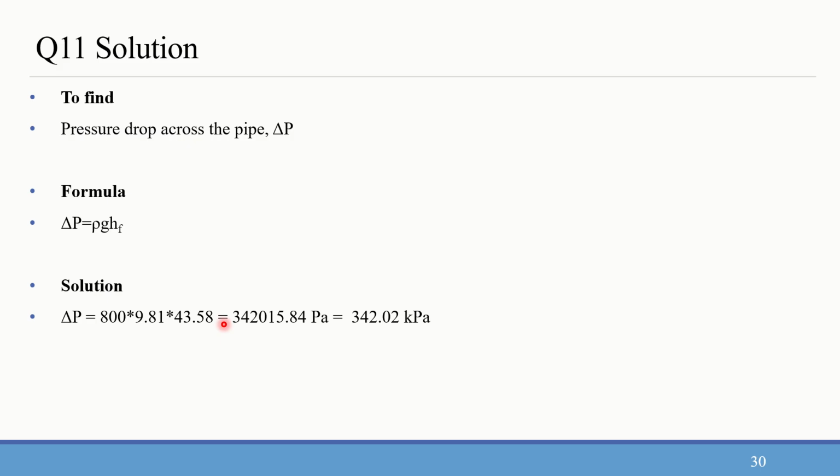I'll do the calculation again. 800 into 9.81 into 43.58 is 342,015.84 pascals, or 342.01502 kilopascals. It is in pascals, and in the question it was explicitly asked to calculate it in kilopascals. So it is 342.02 kilopascals. So that is for question 11.